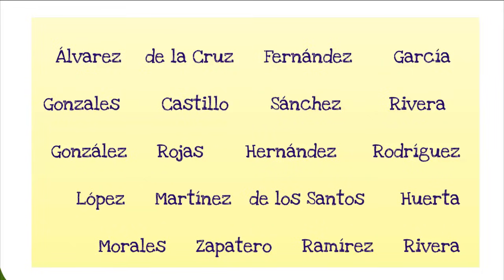Zapatero, for example, would indicate a profession of that lineage. So zapato, shoe, this person would have been a shoemaker or a cobbler.